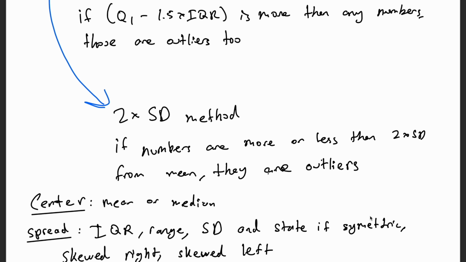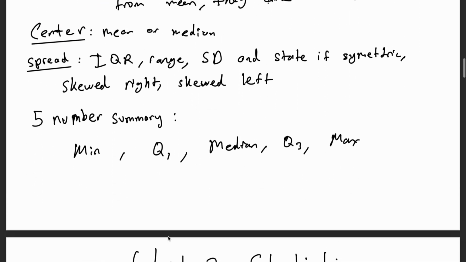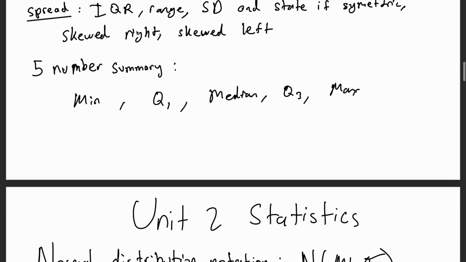The other two things are center and spread. The center could be the mean or the median. The spread is the IQR, or interquartile range, or the range in total, and the standard deviation. You should also state if the distribution is symmetric, skewed right, or skewed left. Skewed right means most of the values are on the left side, while there's a tail on the right. Skewed left means there's a tail on the left, while most of the values are on the right side. Symmetric is pretty self-explanatory.